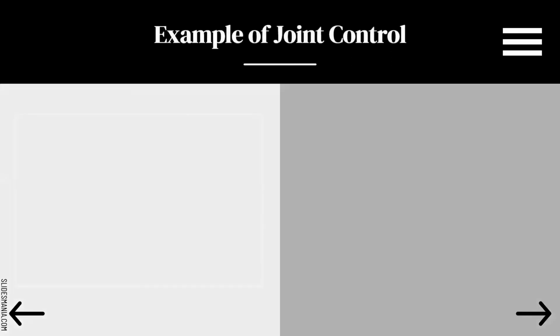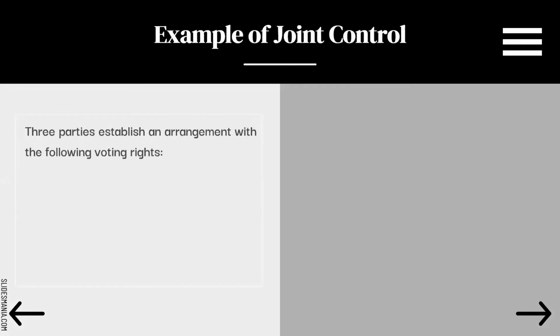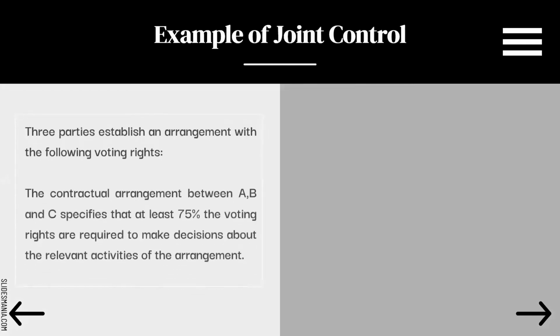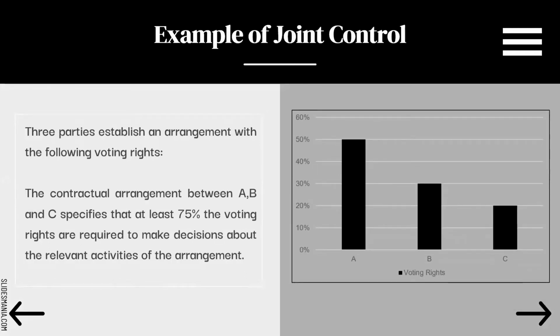So now let's move on to some examples on joint control. Three parties establish an arrangement with the following voting rights. The contractual arrangement between A, B, and C specifies that at least 75% of the voting rights are required to make decisions about the relevant activities of the arrangement. So, si A, meron siyang 50% voting rights. Si B, merong 30%. And si C, merong 20%. So, ang tanong, merong bang joint control dito?